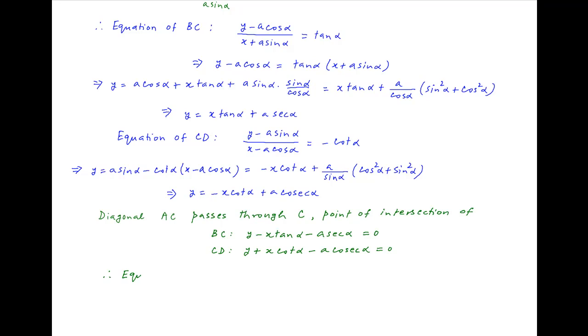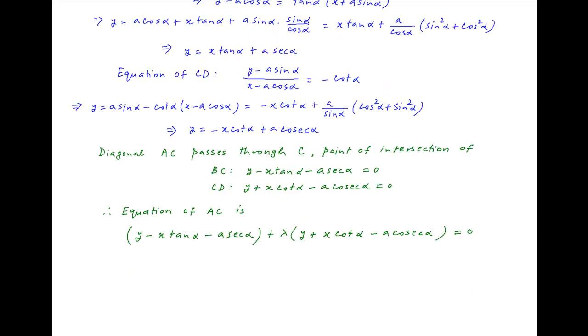Therefore, the equation of the diagonal AC can be written as y − x tan α − a sec α + λ(y + x cot α − a cosec α) = 0, where λ is a parameter. Now the diagonal AC passes through the point A, which is the origin, with coordinates (0, 0).